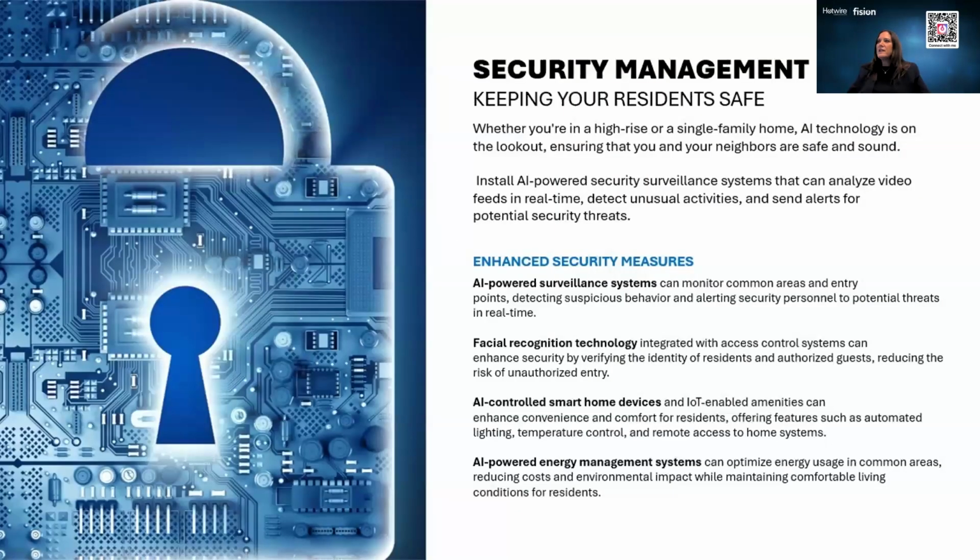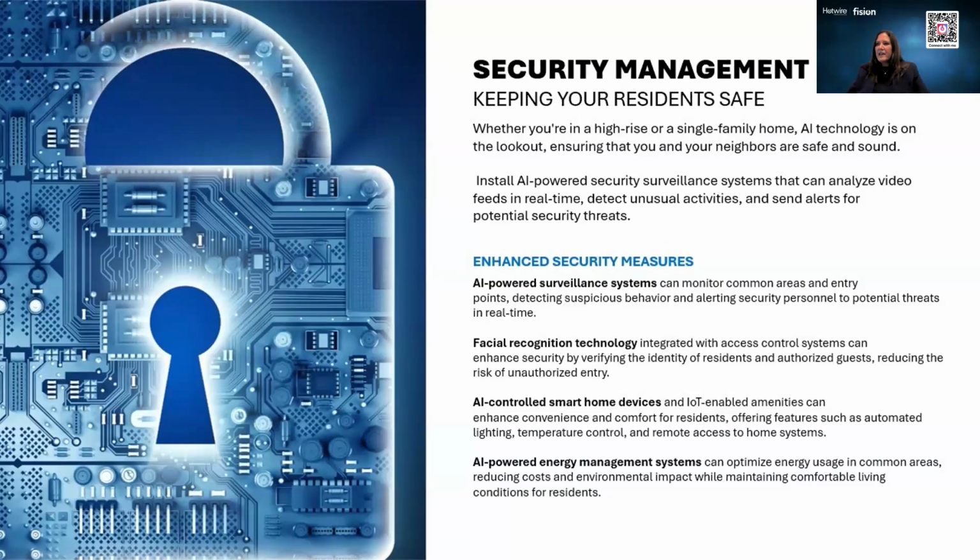So let's talk about security. Well, AI-powered security surveillance systems can monitor your common area and also detect any suspicious behavior, alerting security. There are apps that can be used when there's motion, it will alert you. There's also what's called facial recognition technology for access control systems now. That will help enhance your security and ensure that only those that are authorized guests can enter through your community. So that will reduce the risk of any unauthorized entry.